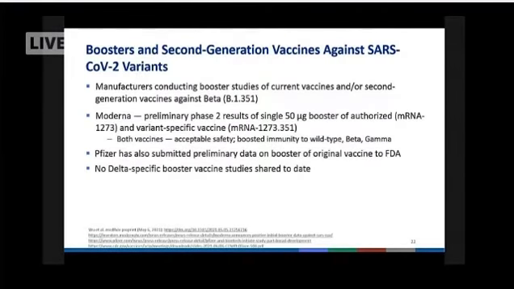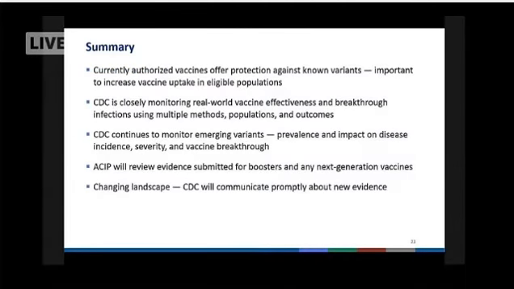In summary, next slide. In summary, the currently authorized vaccines work against known variants. Given the increased risks related to the Delta variant, it is important to increase vaccine uptake in all eligible populations. CDC is closely monitoring real-world vaccine effectiveness and breakthrough infections using multiple methods, populations, and outcomes. CDC continues to monitor emerging variants, including their prevalence and impact on disease incidence, severity, and vaccine breakthrough.